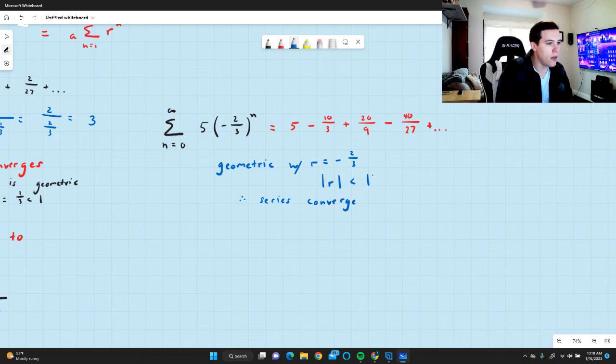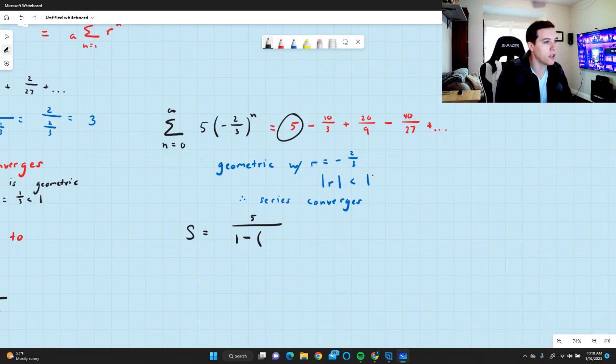And then in that case, let's find the sum. So the sum, aka what this infinite series converges to, would be the first term, so 5, divided by 1 minus, now you have to be careful with the negative. Since r is negative, it's a double negative here. So you're going to have 5 over 1 plus 2/3. And then you could simplify or just leave it there.